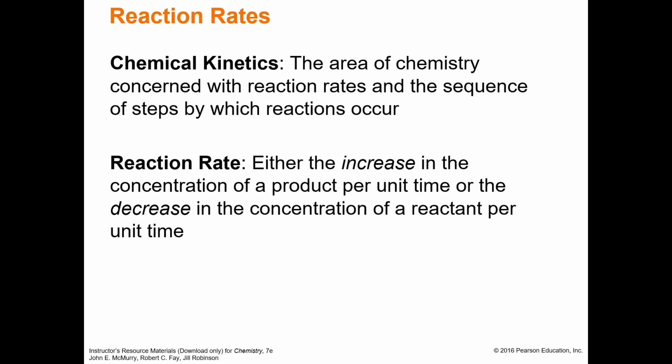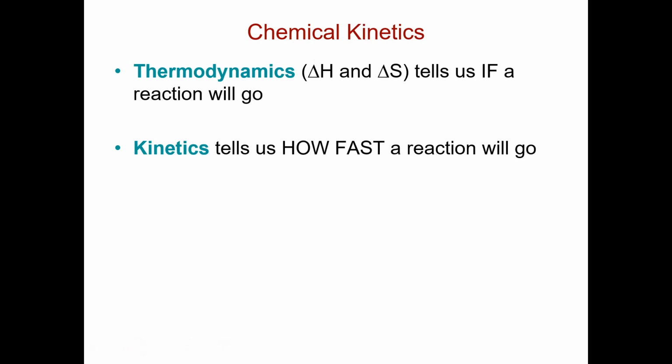But first we're going to talk about reaction rates. Reaction rate refers to the increase in the concentration of product or the decrease in concentration of a reactant. So we can look at it from either perspective. As the reaction progresses, we can look at how much the concentration of the product goes up, or we can look at it from the perspective of the reactant, looking at how much the concentration of the reactant goes down. So chemical kinetics really looks at how fast a reaction happens, how quickly that reaction will go to completion, or at least to equilibrium.